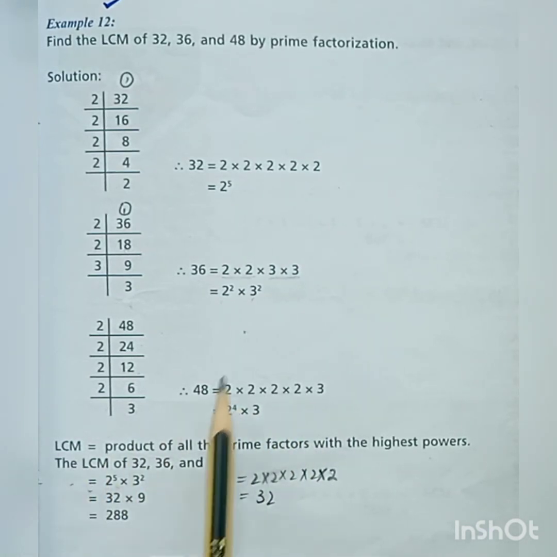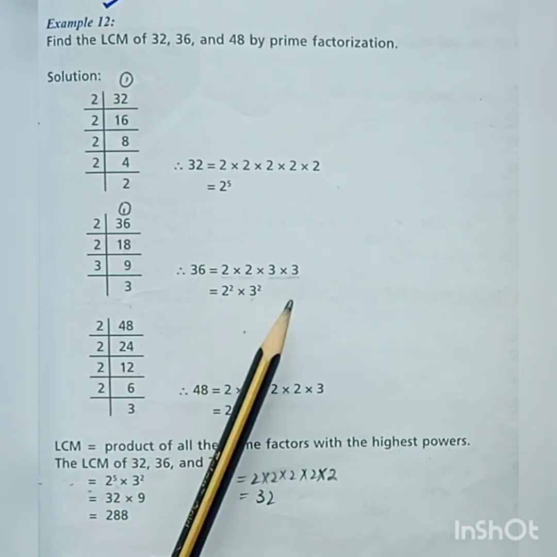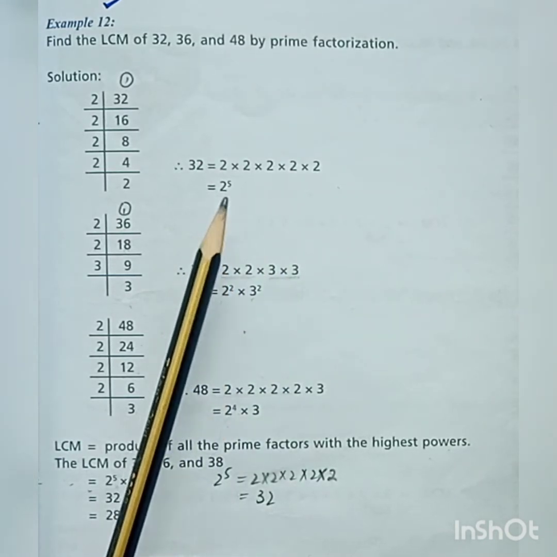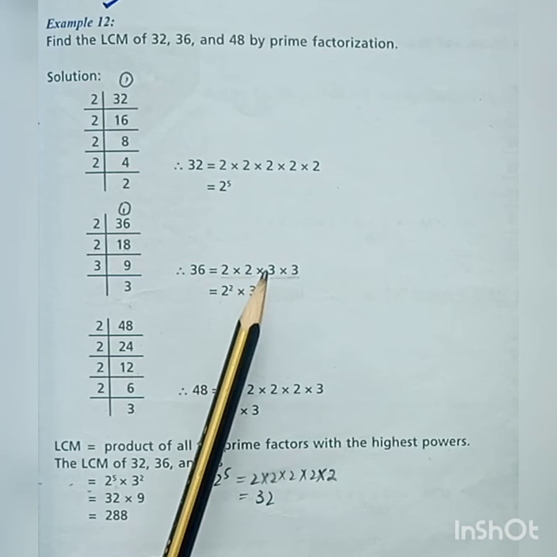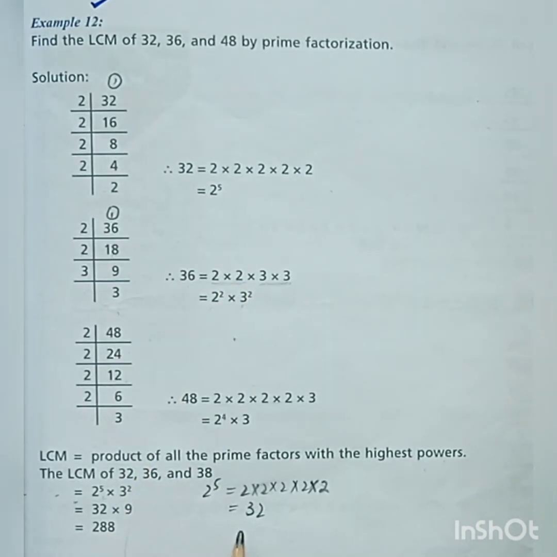Next, find the LCM of these answers. It is the product of all the prime factors with the highest power. You have to find the highest powers of the prime factors. The highest power of 2 is 2 raised to power 5. The highest power of 3 is 3 square. The answer of 2 raised to power 5 is 32 and 3 square is 9. 32 into 9 is equal to 288. This is the LCM of the given values by prime factorization method.